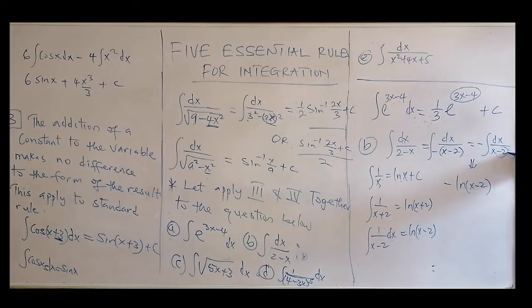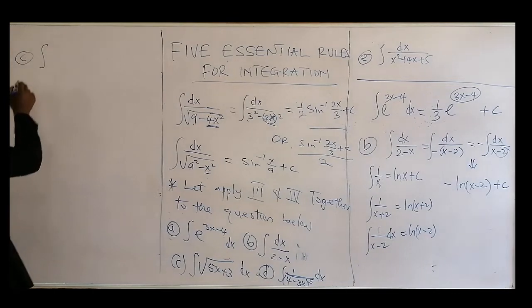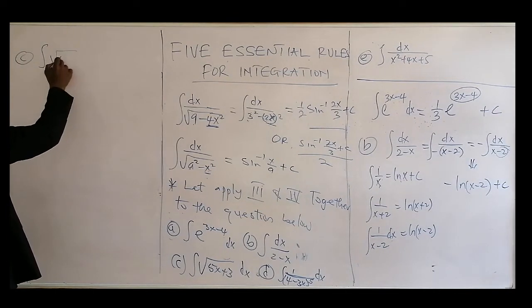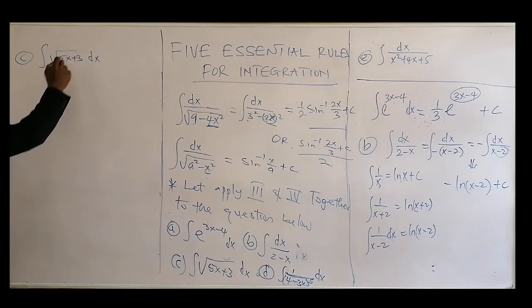You're adding minus 2 to the function. It doesn't change the form. So then plus what? Plus c. So that's that on that rule. That's the c part. Integral of the square root of 5x plus 3 dx. Okay.